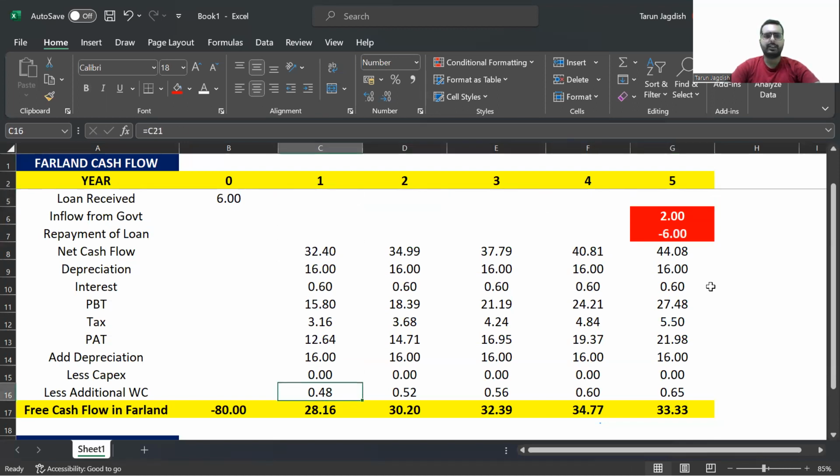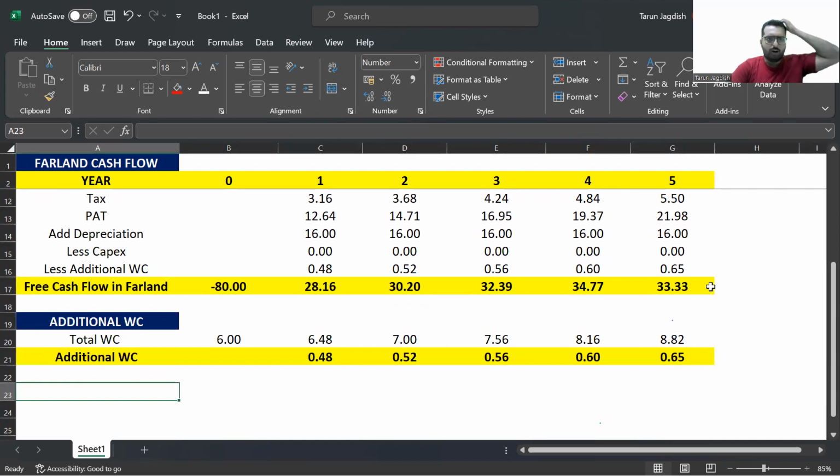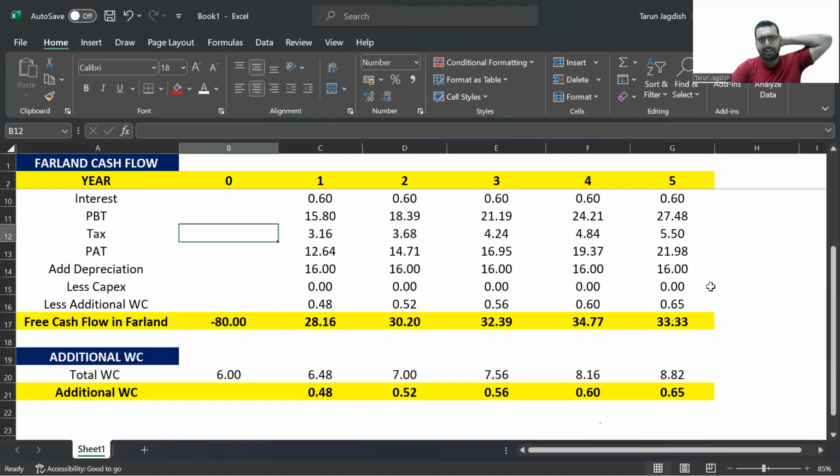Yes. So this is the cash flow. Everybody clear? Then we got additional working capital also done. We've got the foreign exchange also. Now what happens is, friends, whatever is the tax that is paid in Farland will be used as credit in India.